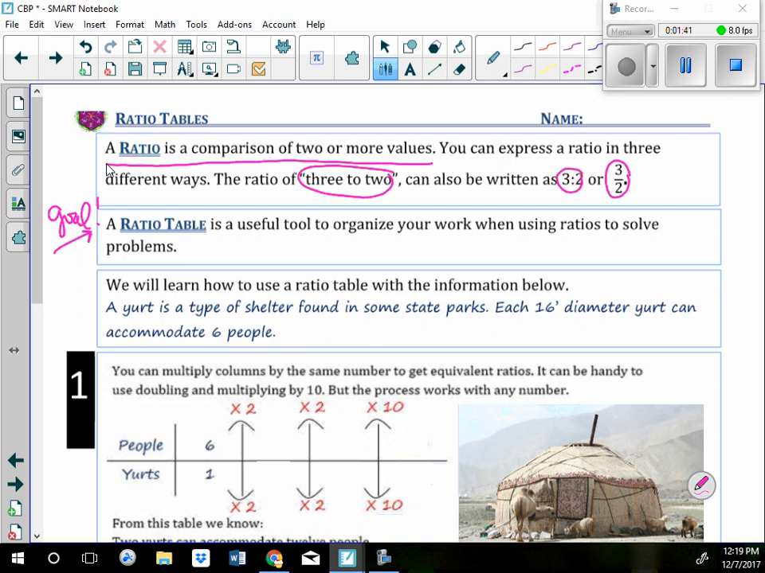So, and each yurt, I'm going to circle this, can accommodate or hold 6 people, and we're going to use that information today, okay?